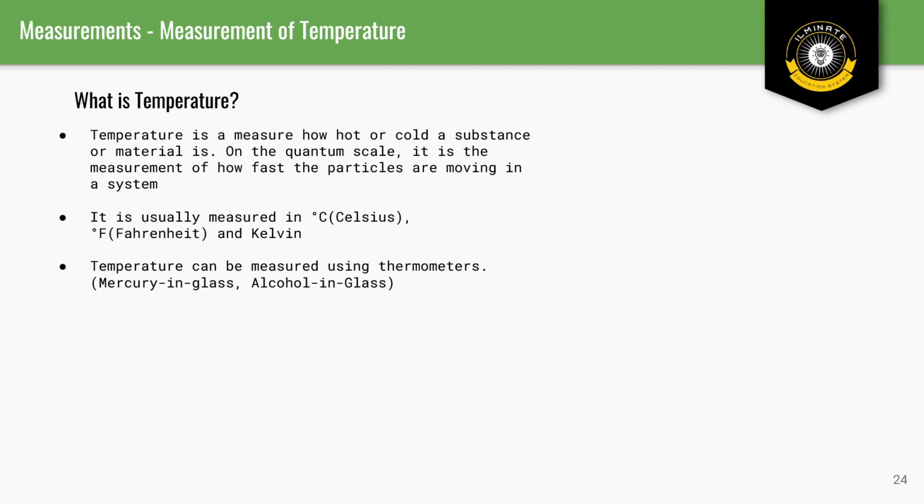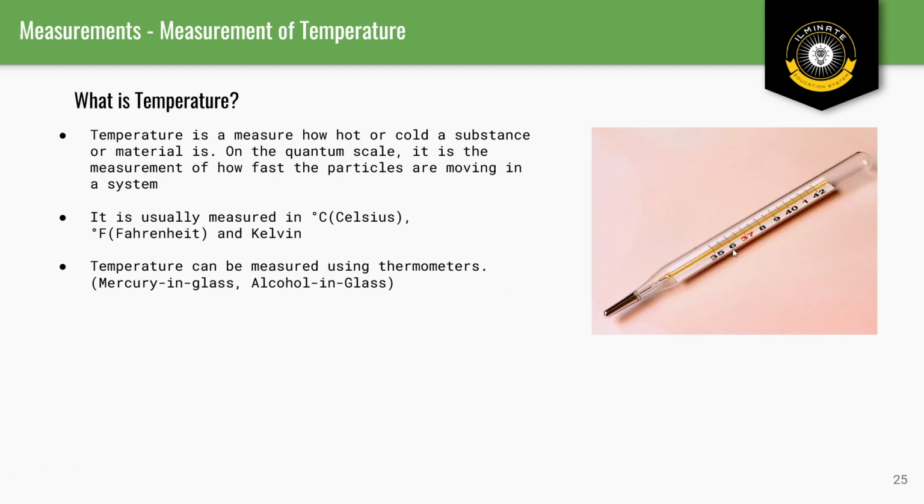Anyway, temperature can be measured using thermometers, which are mercury in glass thermometers and alcohol in glass thermometers. As you can see here, this is the mercury in glass thermometer, in which you can see the silvery liquid inside. That's mercury, and this is the alcohol in glass, in which you have ethanol, which is colored red so that you can actually see it. And these are the two types of manual thermometers. There are also digital thermometers, but we're not going to look at that in a lot of detail.